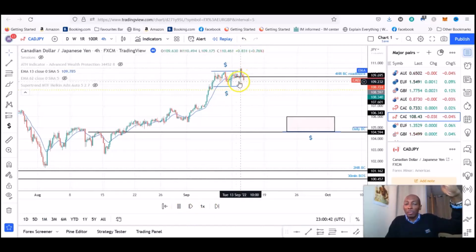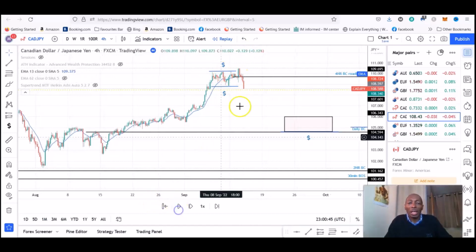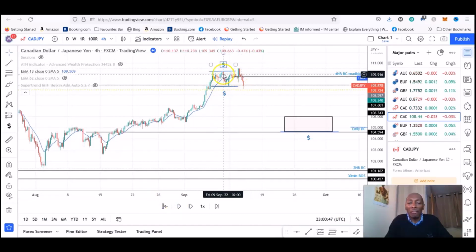It takes them out. The other thing I wanted to say, when they've got these beautiful patterns like that, if I'm selling off this line, I'm putting my sell order in here, and I'm putting my stop loss up here, and millions of people are doing the same.